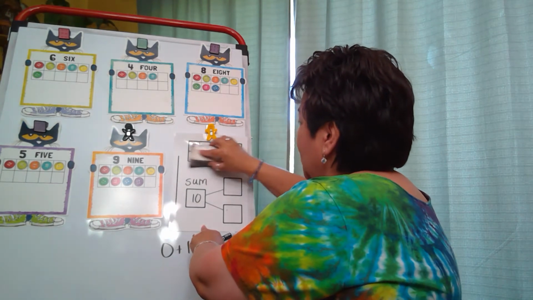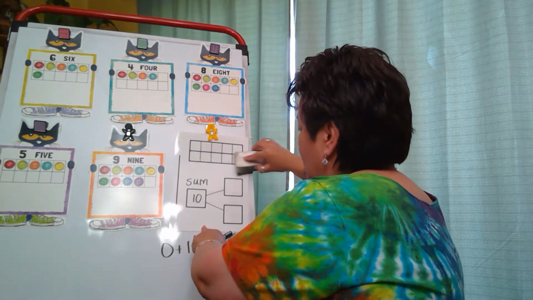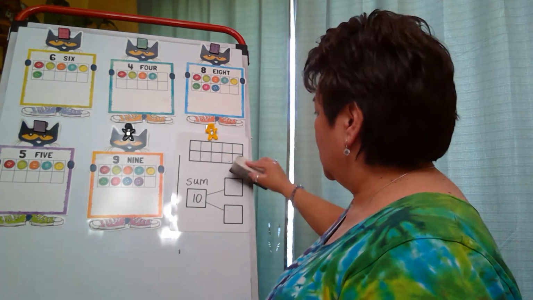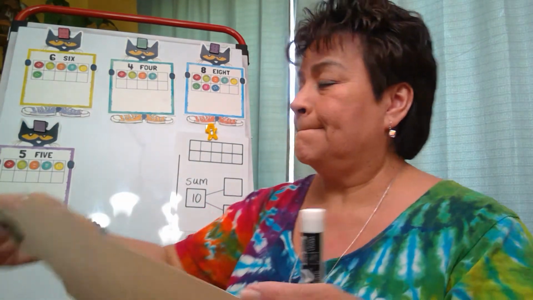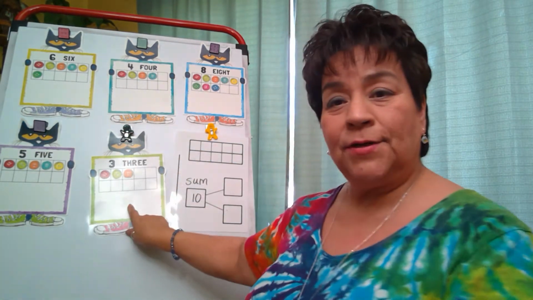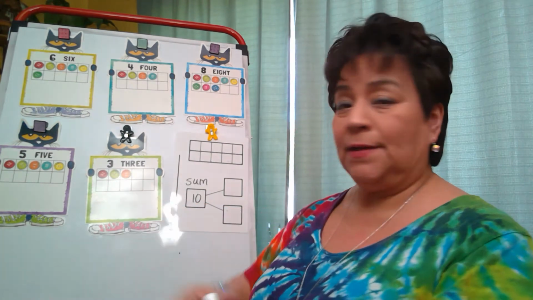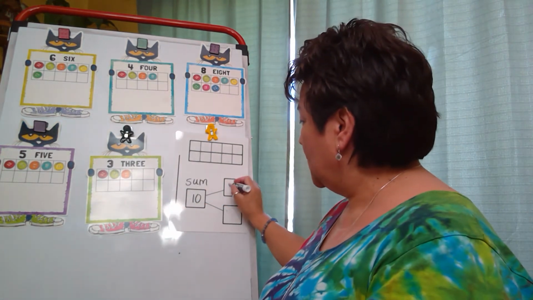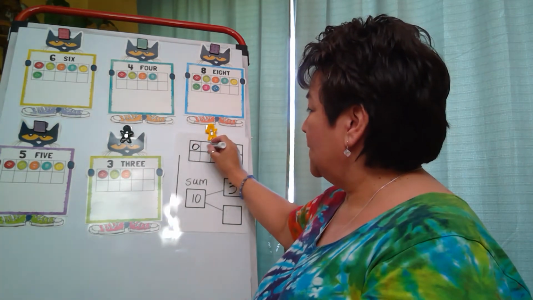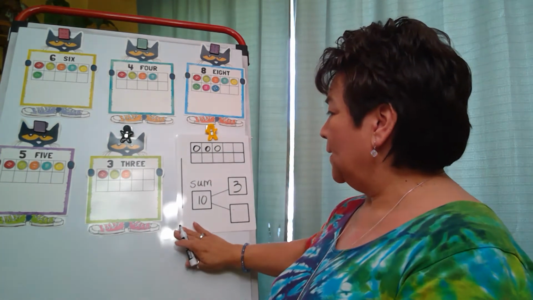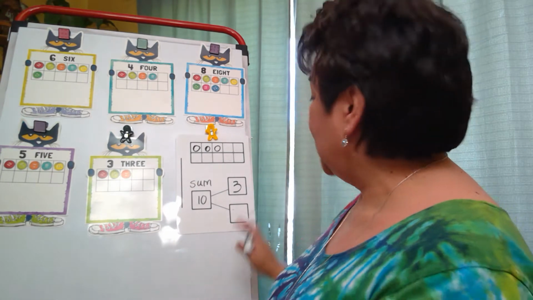Our sum's not going to change, just our addends. So using our 3, here's our 3. 1, 2, 3. That's our first addend. Let's see how many more. So here's our first addend. 1, 2, 3. And now let's see how many more we need to make 10.